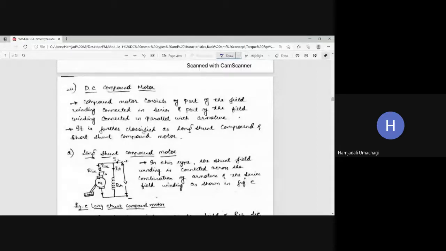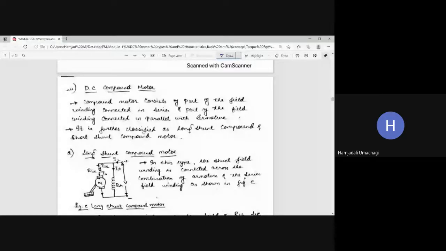Explanation, let us see here. A compound motor consists of part of the field winding connected in series and part of the field winding connected in parallel with the armature.